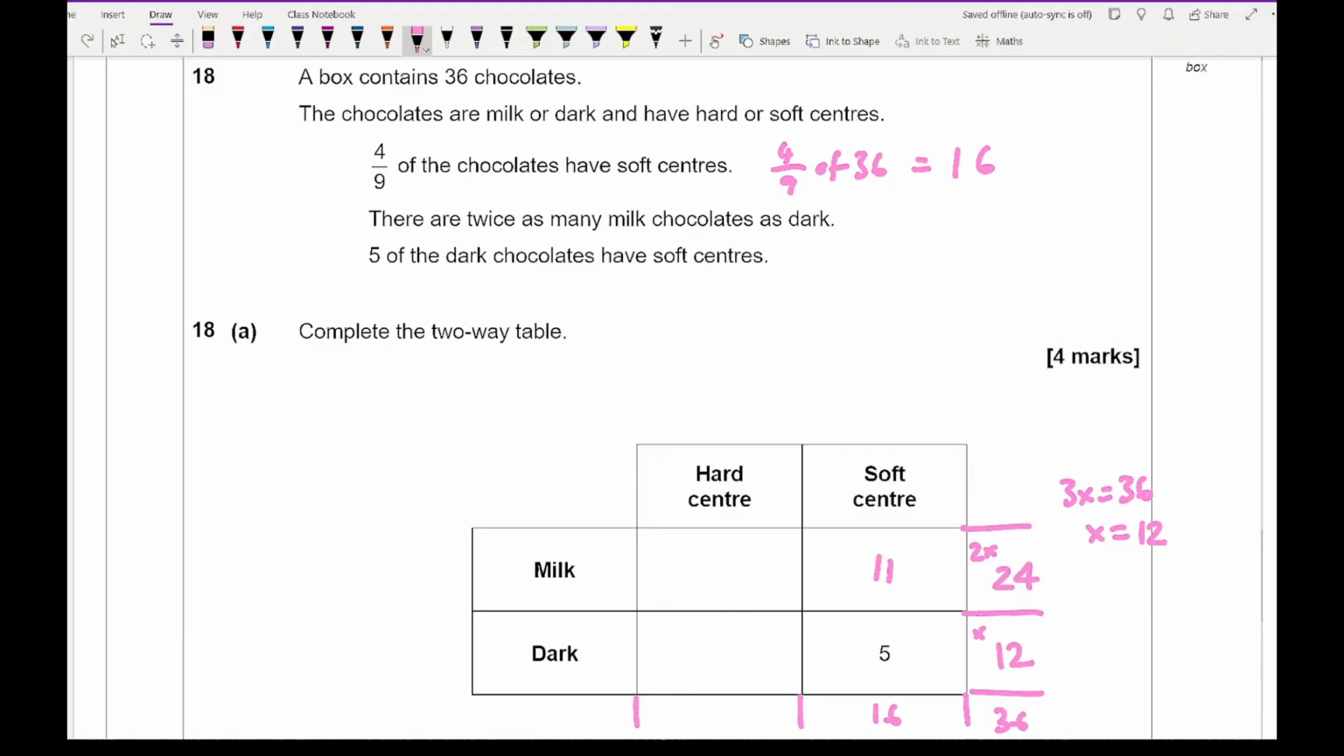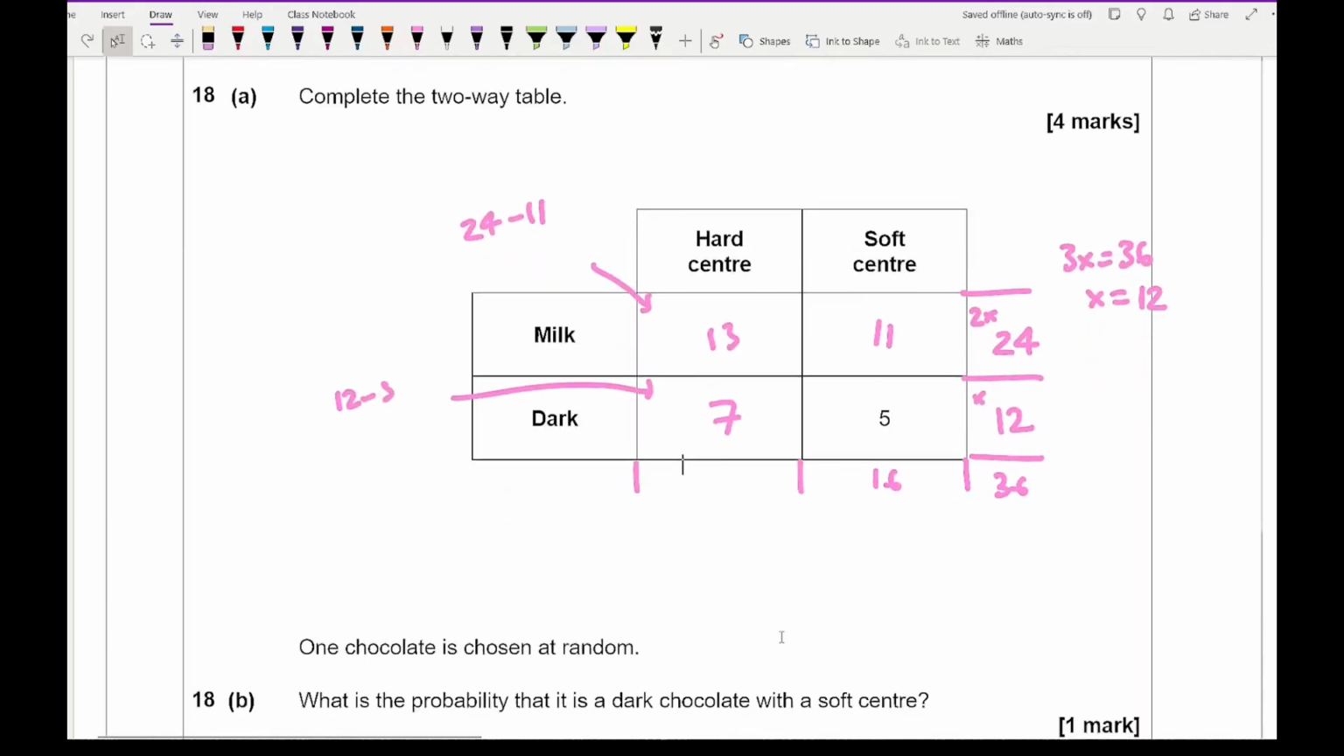Then from this I can fill out what the other two boxes are. So for this box here, I've just got to do 24 minus 11, which gives me 13. And for this box here, we can just do 12 minus 5, which gives me an answer of 7. And again, there's multiple ways in which you can work this out. I would say you get 1 mark for each particular box that you fill in, with some working out, first of all, getting the 16 soft centres using the first bit of information. But I would say if you've got the numbers filled in correctly, you should get the 4 marks.